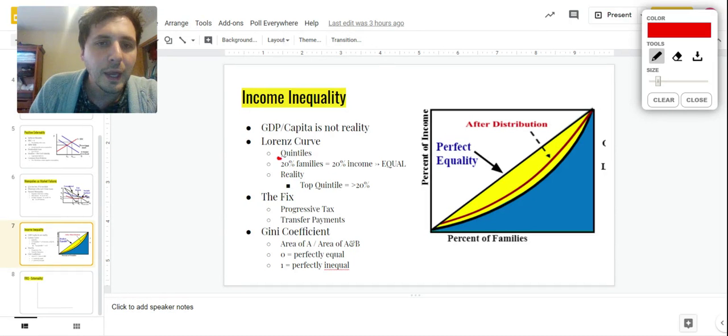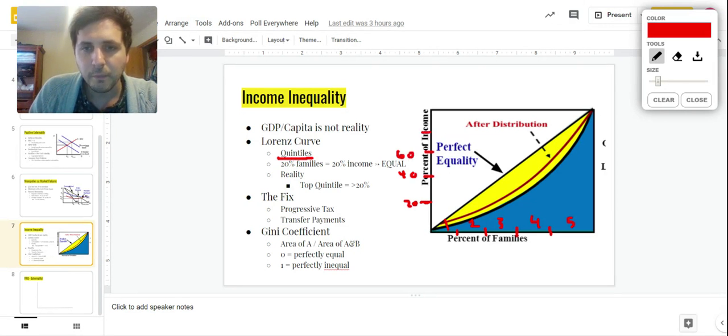The Lorenz curve breaks up our population into 5 quintiles. So quintile 1 will be the first 20%, quintile 2 will be the second 20%, quintile 3 will be the third 20%, quintile 4 will be the fourth 20%, and then 80 to 100 will be quintile 5. And then we split our income into the same: 20% of the income, 40%, 60%, 80%, and then 100.